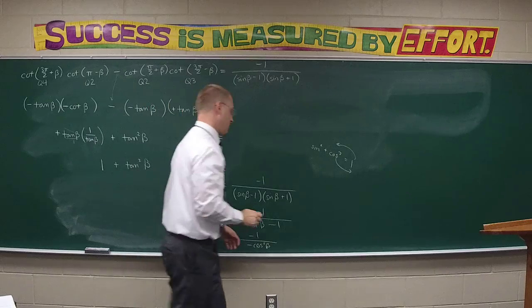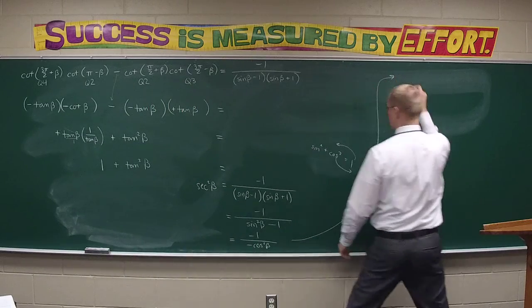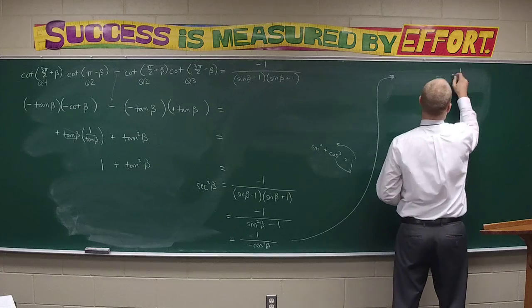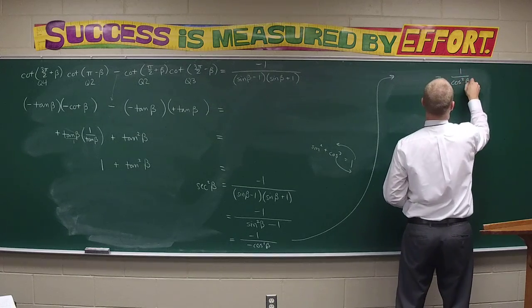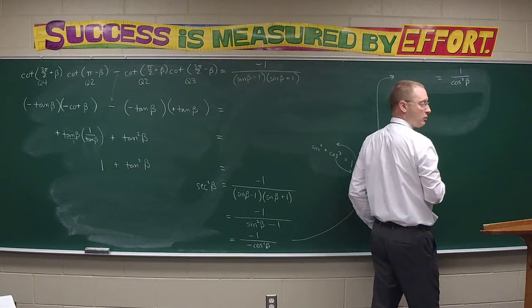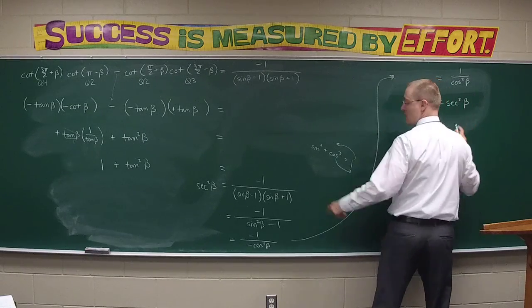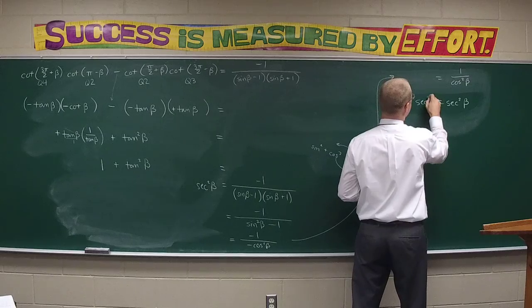Thoughts, Ethan? Doesn't that make it positive? Yes, let's cancel to get just 1 over cosine squared beta, which is secant squared beta, which is now what I have on the other side.